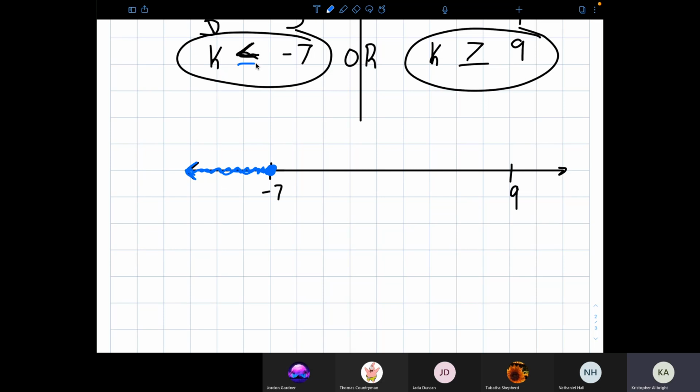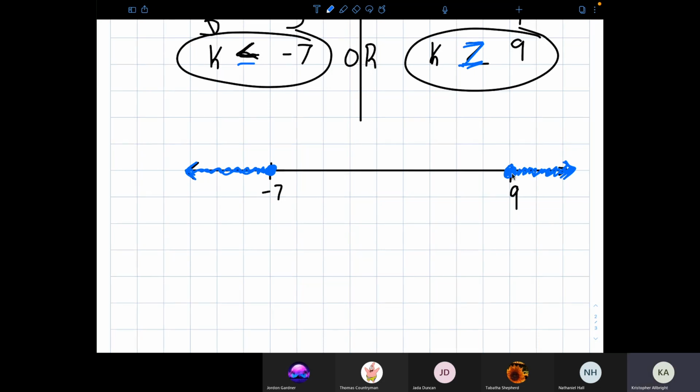So, or k is greater than 9. So k is the bigger number because the alligator is eating k. So we know that k is bigger than 9. So we're dealing with over here. So now again, we have the line, so we're putting a closed circle. And this would be your answer.